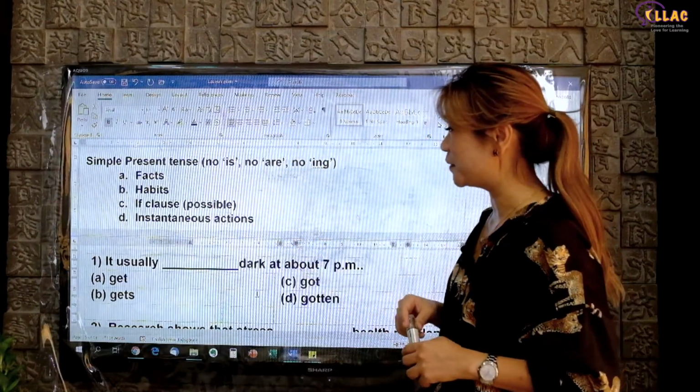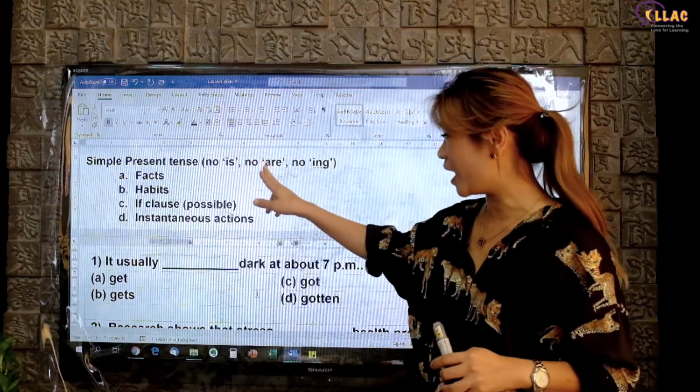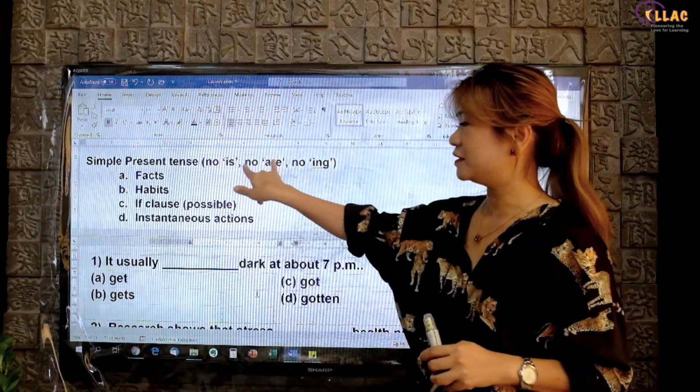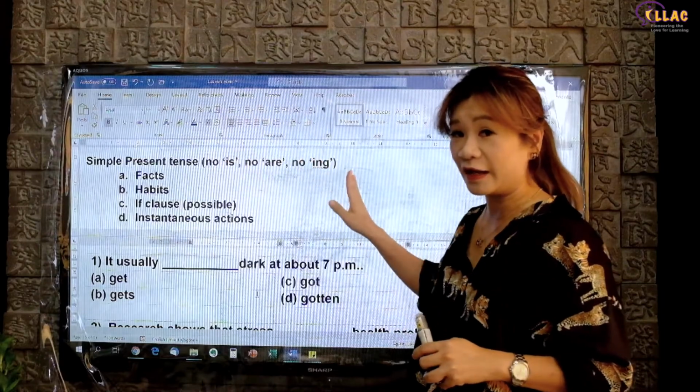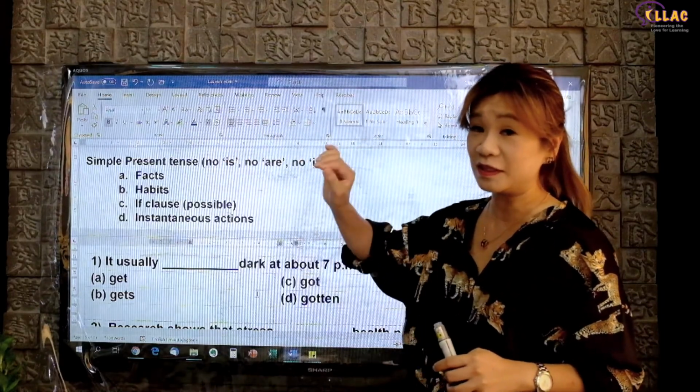Today I'm going to share with you simple present tense. What's the meaning of simple present tense? It means no S, no R, no ing. That means there's nothing in front and nothing behind, no ing at the back. That's why it's called simple.